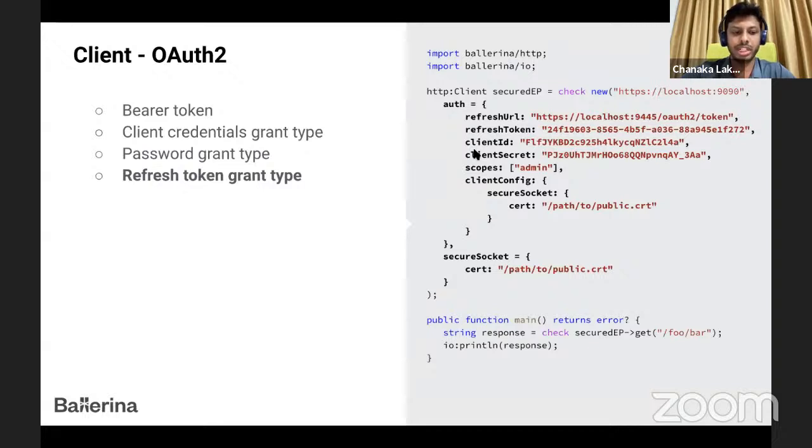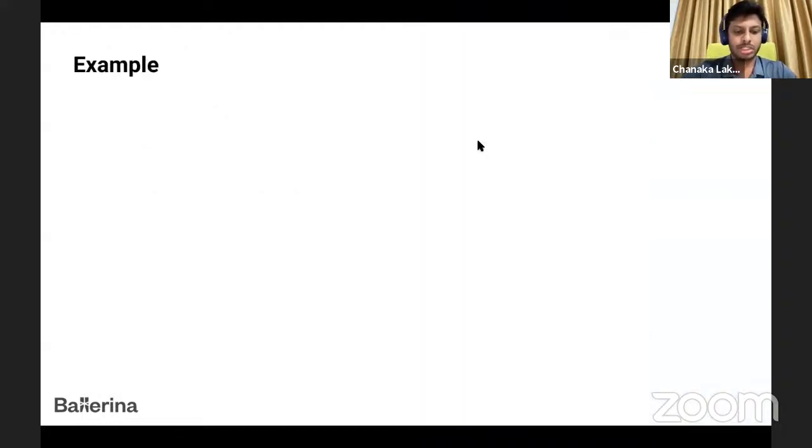The next one, the final one, would be the refresh token grant type. Here we are configuring the Ballerina HTTP client like this. As in the previous two grant types, Ballerina will internally call the refresh URL and get the access token for the next API authentication call. Okay, let's quickly move into the live demonstration and see how we can secure an HTTP service and the client.